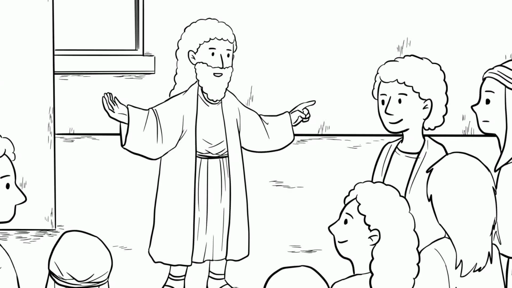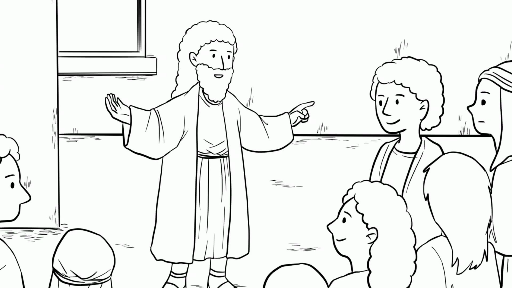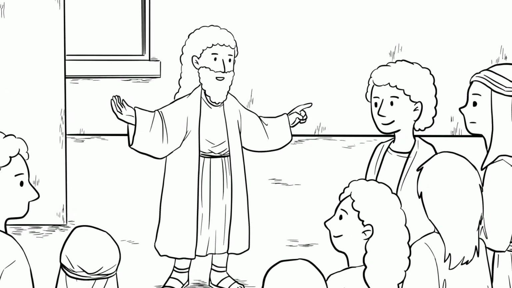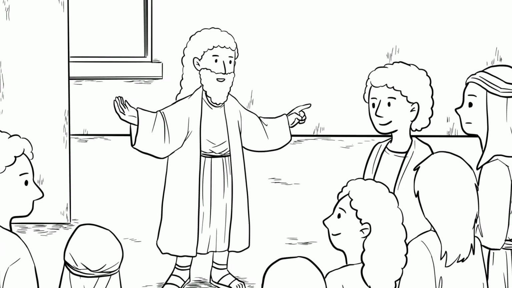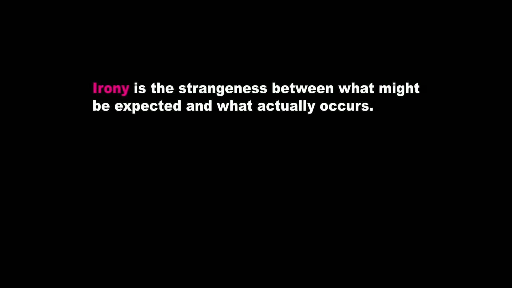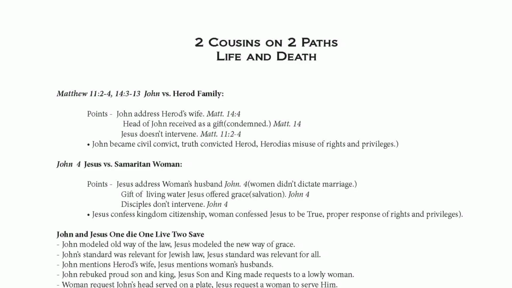In the Bible, Jesus or prophets are known to flip or reverse these problems, while clarification is hinted. When clarification is hinted, in opposite circumstances, irony presents itself. Irony is the strangeness between what might be expected and what actually occurs. Example: two cousins on two paths, life and death.